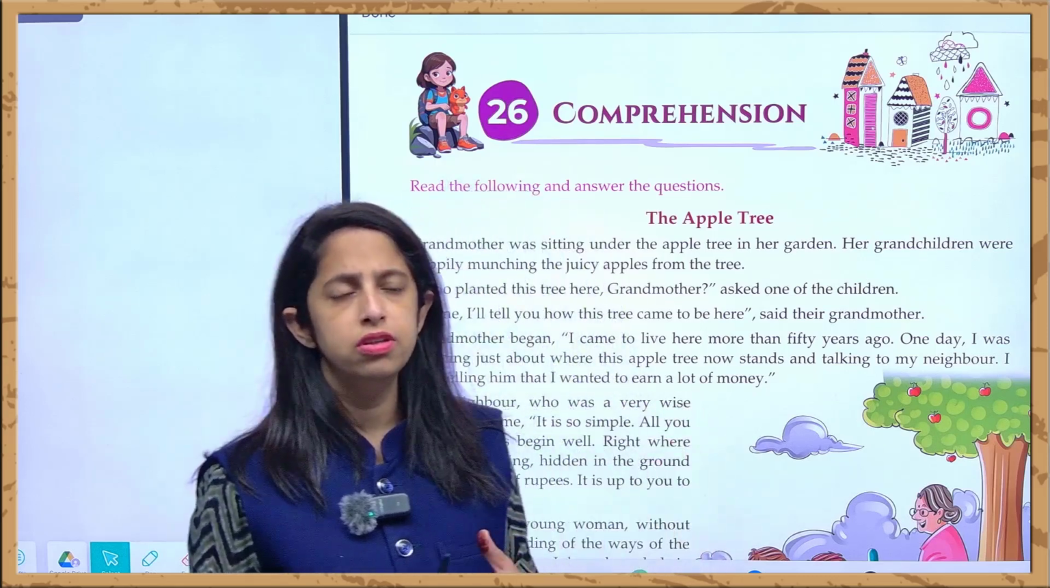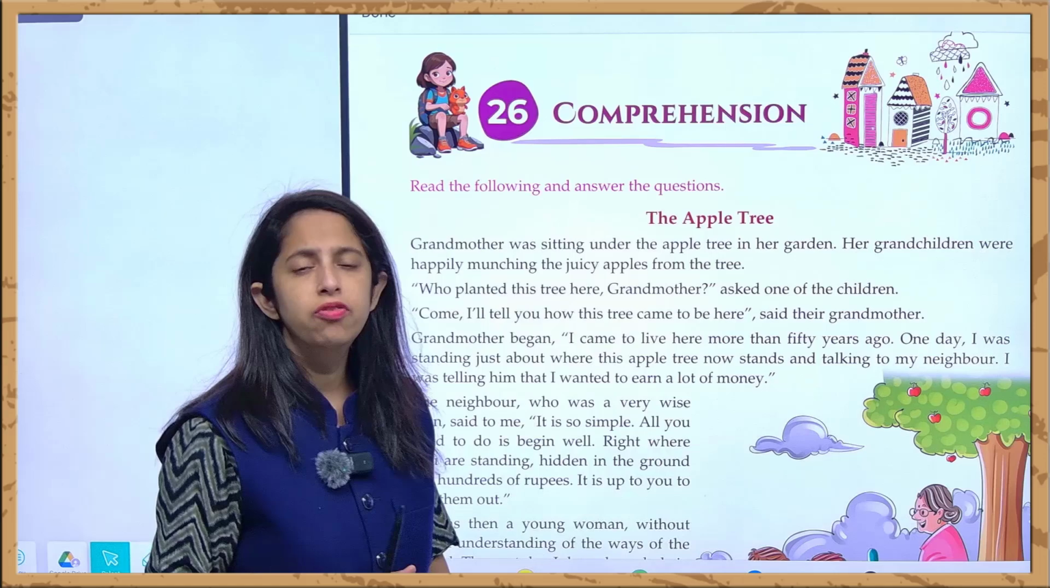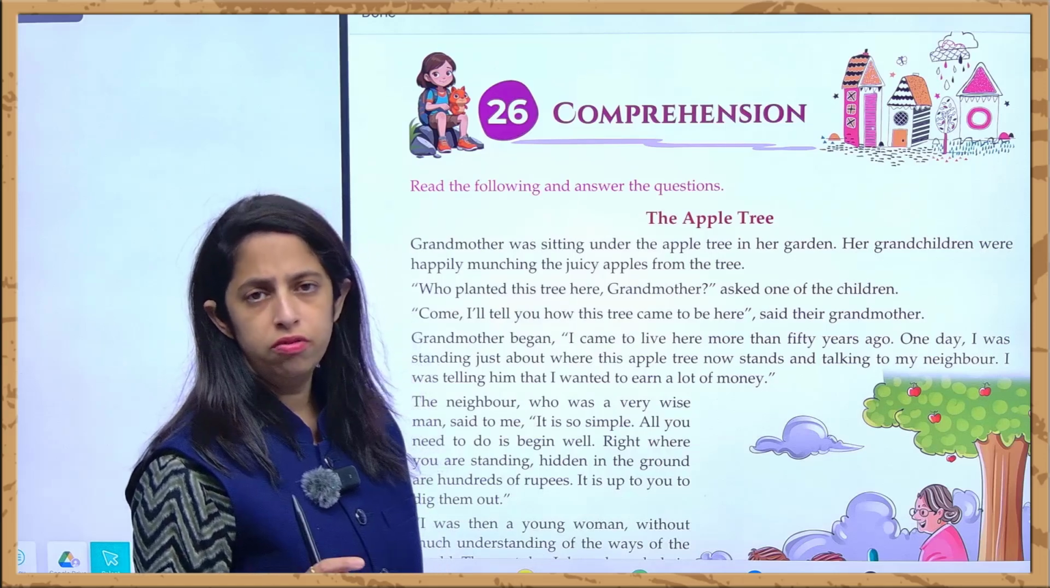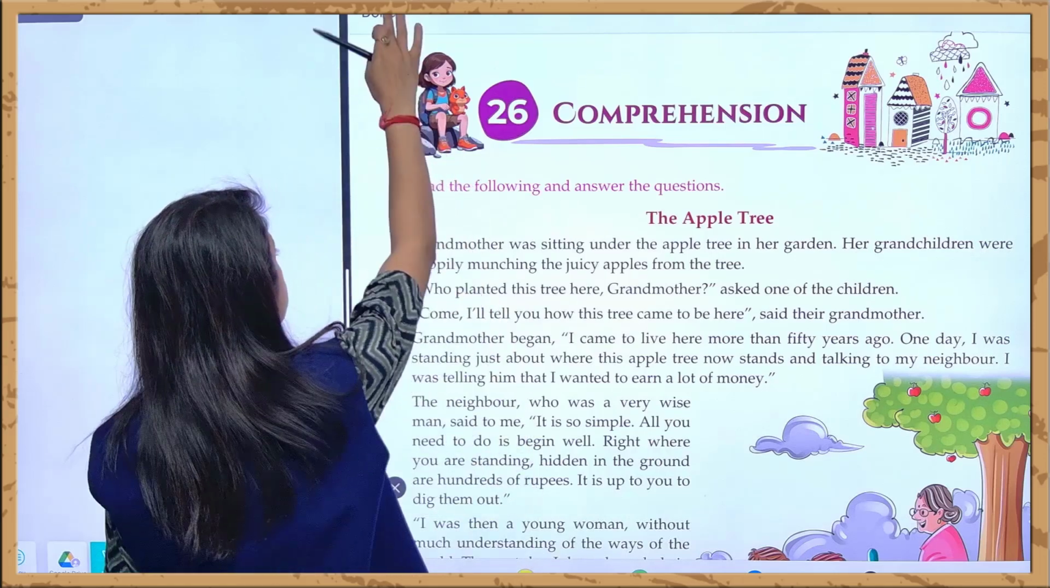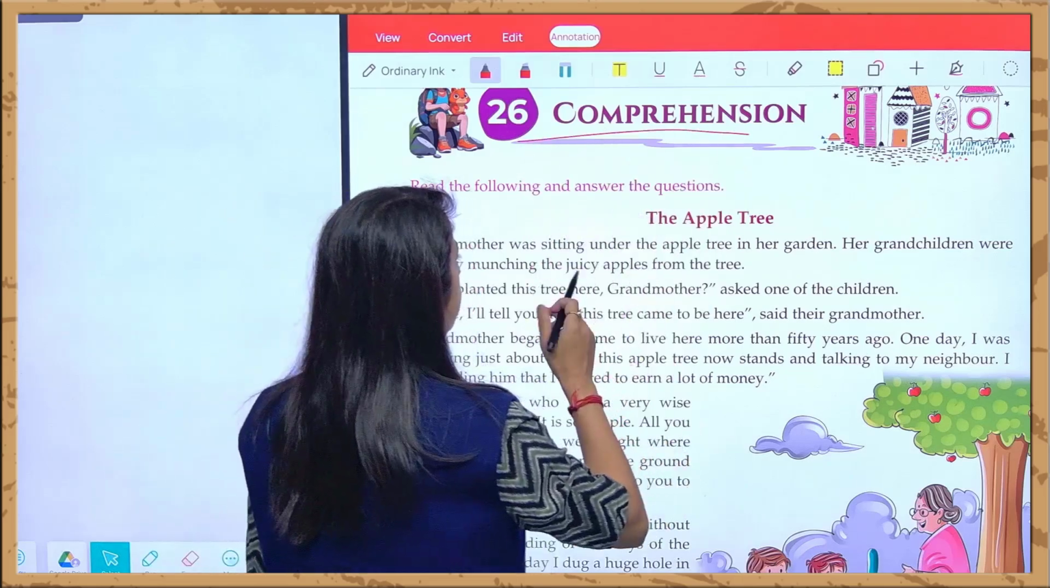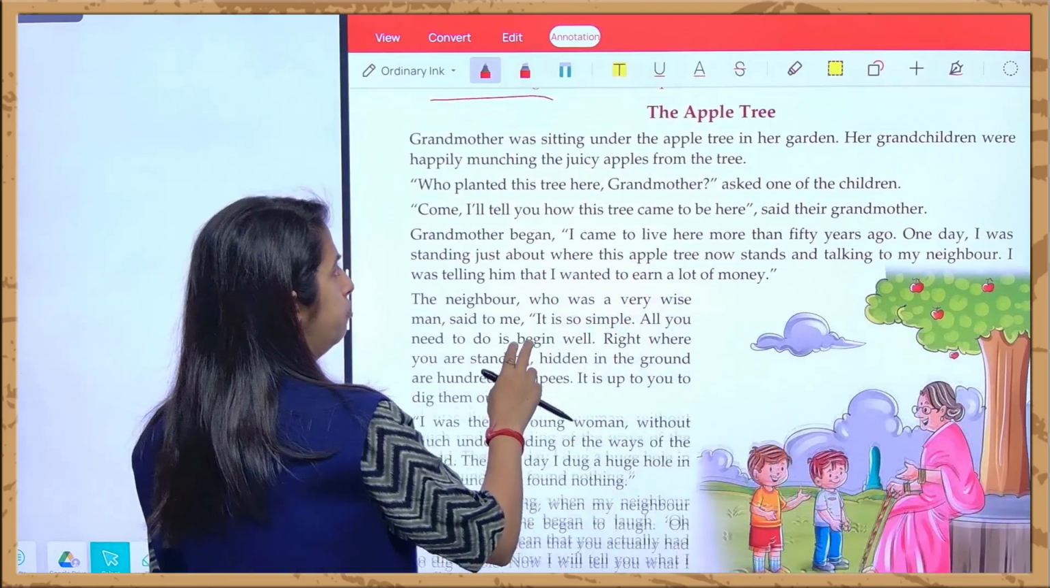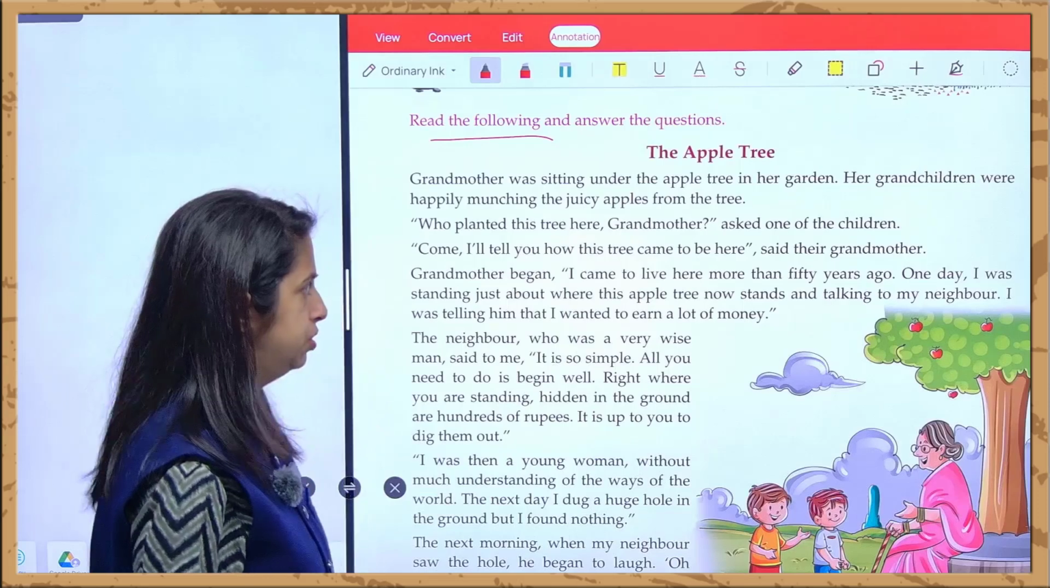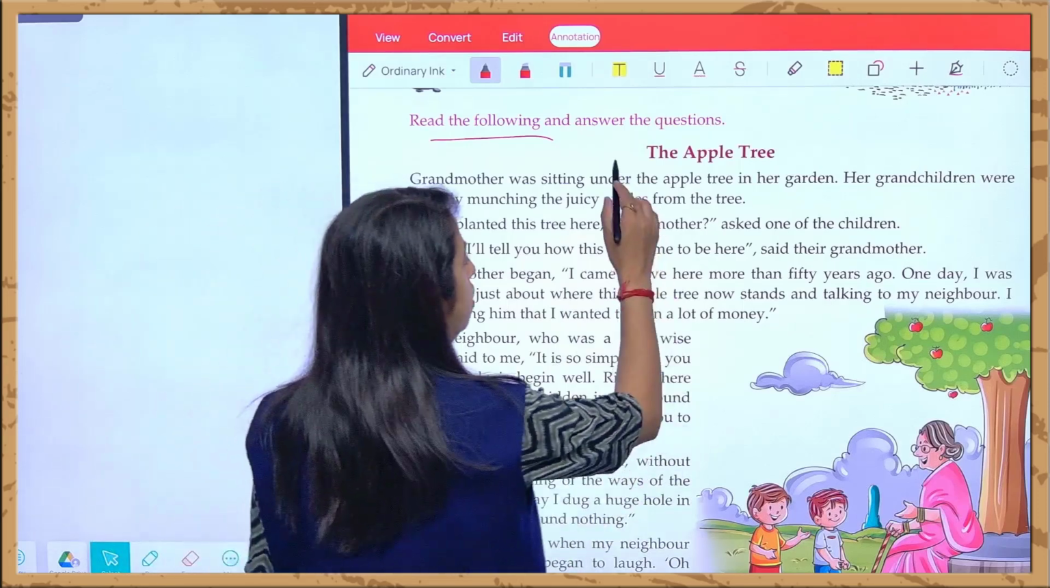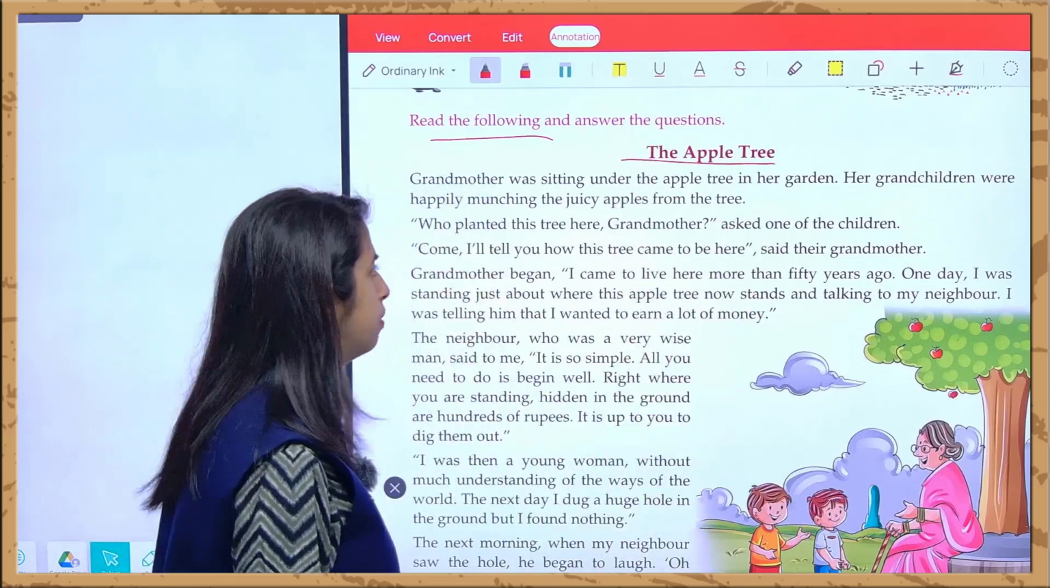So let's just begin with this by giving 2 3 examples. It will be very clear for you that how to solve a reading comprehension. So comprehension. We'll be reading the following and then we'll be answering the questions. So this is a reading comprehension on the apple tree. Apple tree के ऊपर बात हो रही है.